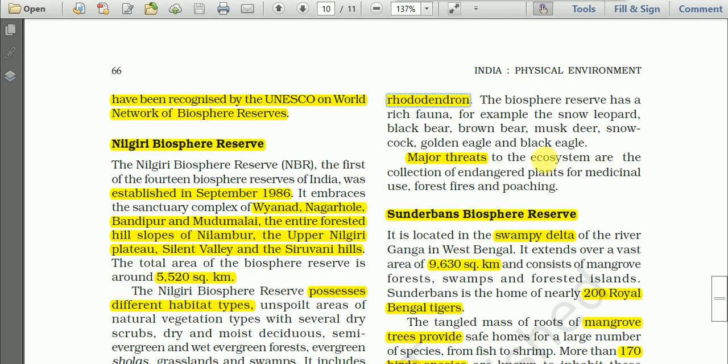The Biosphere Reserve has a rich fauna, that is animals, for example snow leopard, then black bear, brown bear, musk deer, snow cock, golden eagle, then black eagle. So these are the different types of animals found here. Major threats to the ecosystem are the collection of endangered plants for medicinal use, forest fires, and poaching. The collection of plants for medicinal use, incidents of forest fire, and poaching, illegally selling these medicinal herbs and animals.